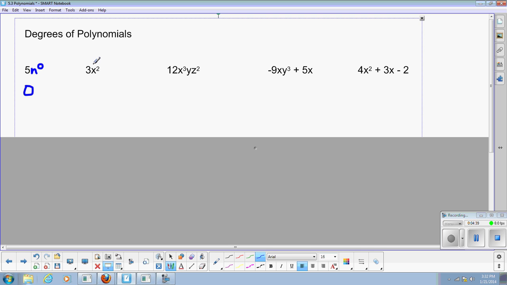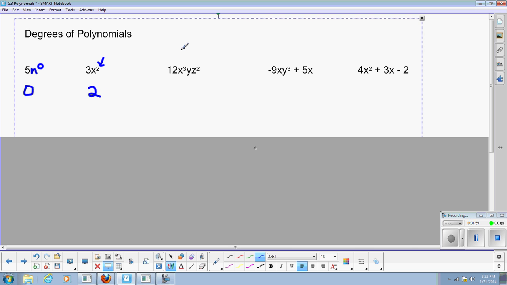I have a monomial here, 3 times x squared. I know that the degree of 3 is 0. X squared, what is the number for the exponent? The number is 2. So since the number is 2 on that exponent for the variable, the degree of 3x squared is 2.